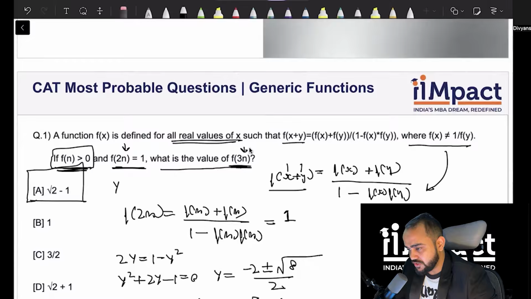So hi folks, let's start with the discussion of most probable CAT 2025 questions for the generic functions topic. Alright, so question number one.